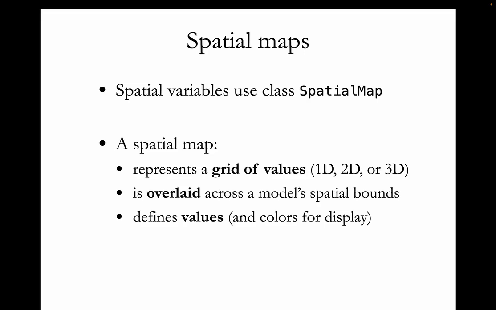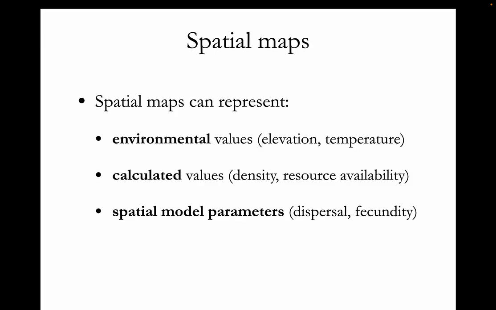And then, also, we'd like our individuals to live not just in some shapeless two-dimensional void, but on a real landscape, with characteristics like terrain, elevation, and so forth. You can use SLiM's spatial map class to model that. A spatial map represents a 1D, 2D, or 3D grid of values, and that grid gets overlaid across the model's spatial bounds to produce a map of sorts.